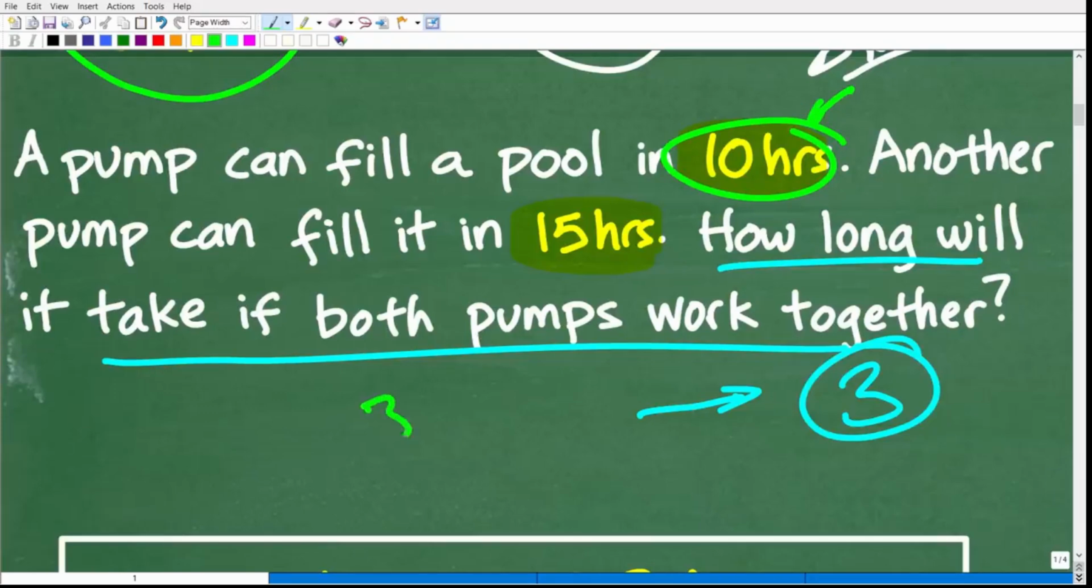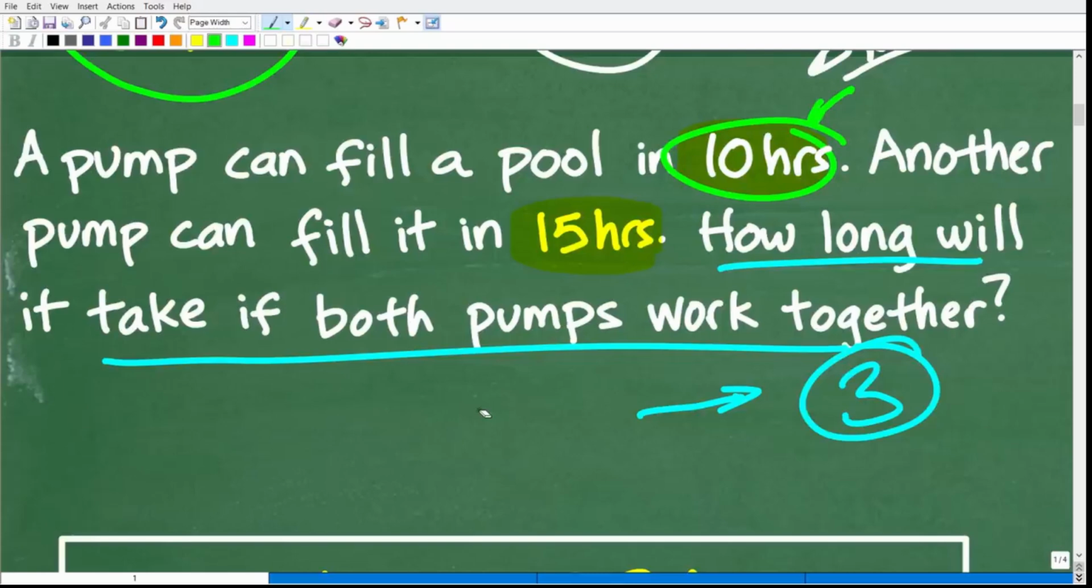So if you get an answer like 30 hours, you have to question it. Like, that doesn't make any sense, right? So before you even get into a problem, you should have some sense of what you think is going to be a reasonable range of the answer. It certainly has to be less than 10 hours.